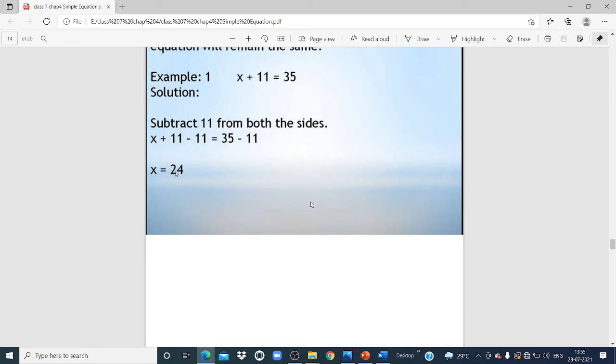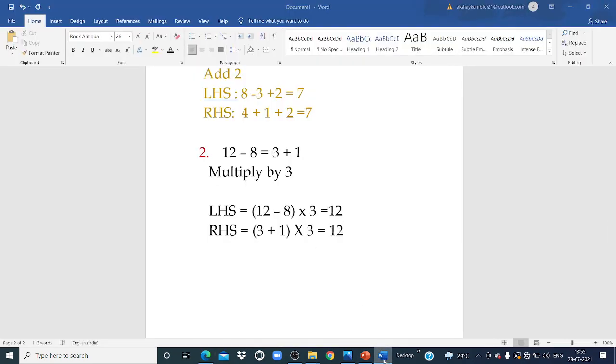Clear with this? Yes, understood? Or shall we solve one more example? Okay, no worries, we will solve one more example.